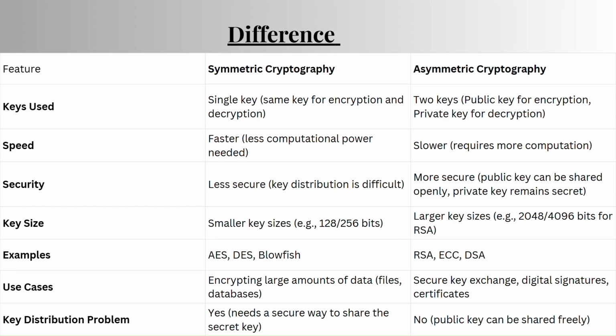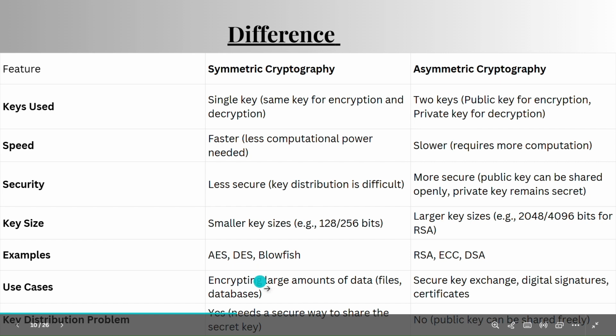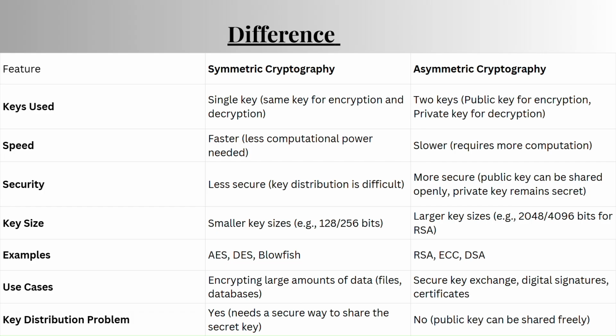Here the key sizes are smaller, like 128 or 256 bit. In asymmetric key cryptography, larger key sizes are used, which is 2048 or 4096. Examples are AES, DES in symmetric key, whereas in asymmetric key, RSA, ECC and DSA. Symmetric key cryptography is mostly used for encrypting large amounts of data, as it is faster. So for large amounts of data it is more beneficial, whereas asymmetric key cryptography is used for secure key exchange, digital signatures and certificates.